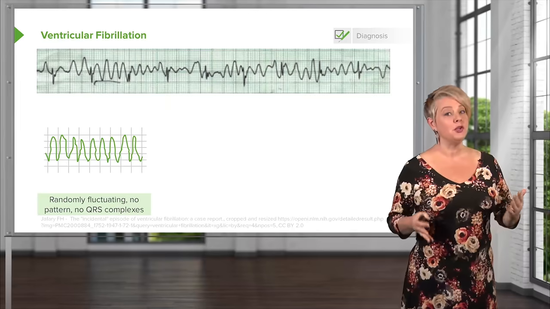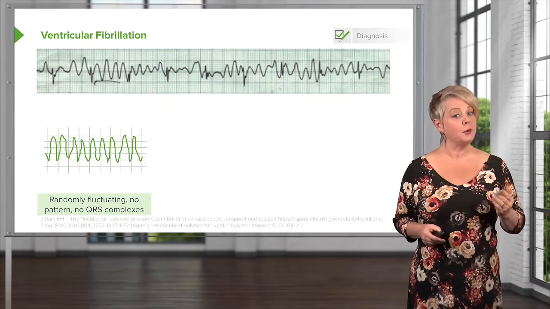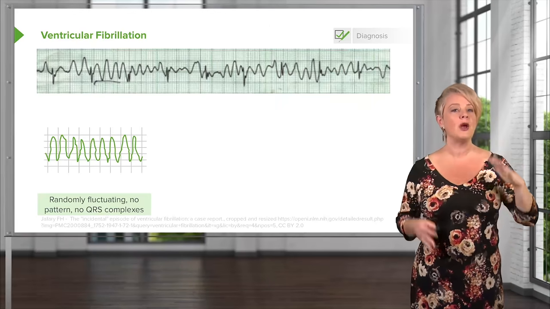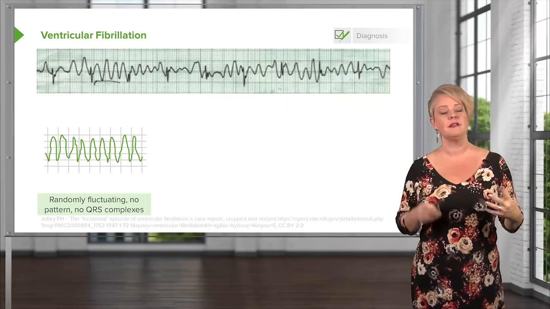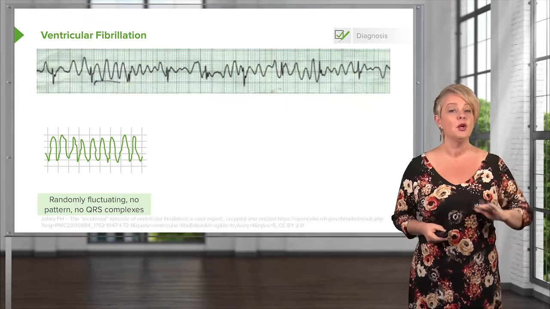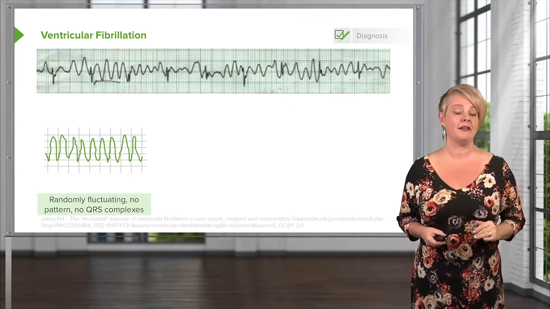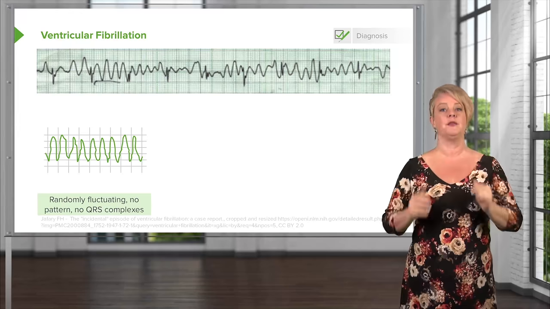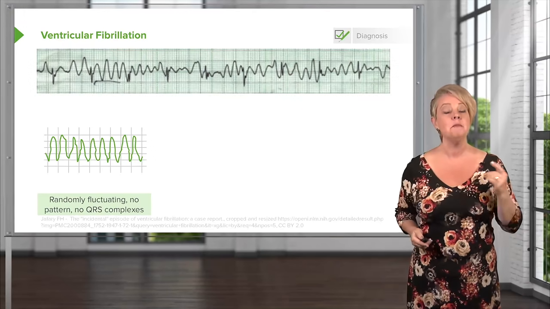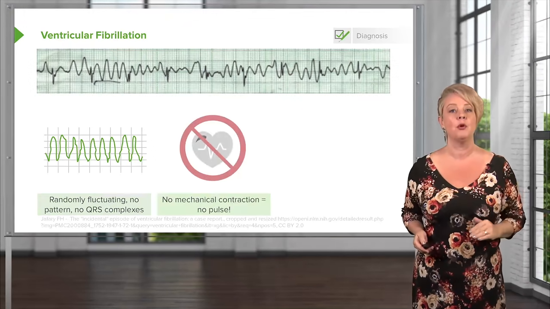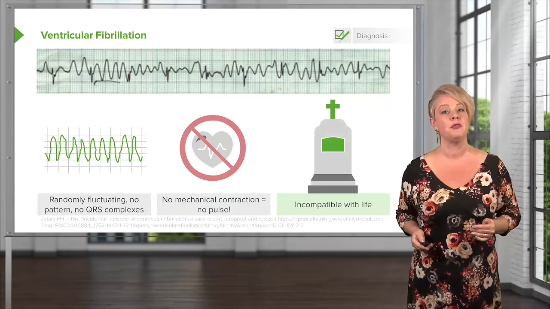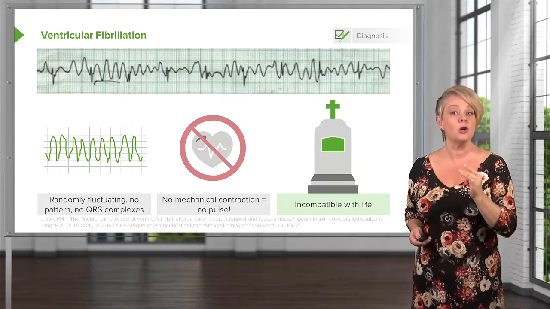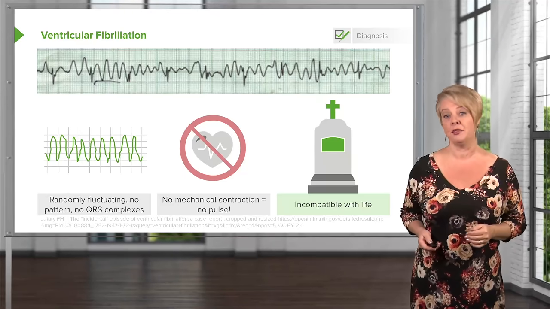So here's just a review on ventricular fibrillation. Like we said in the last lecture, this is one of our two shockable rhythms. So this is randomly fluctuating, completely disorganized electrical activity, no pattern, no QRS complexes. The heart is literally just going blah, blah, blah, blah in the chest. It's not actually beating, meaning that there's no cardiac output whatsoever associated with this because the heart's not contracting. This rhythm, if it's not terminated, is completely incompatible with life.